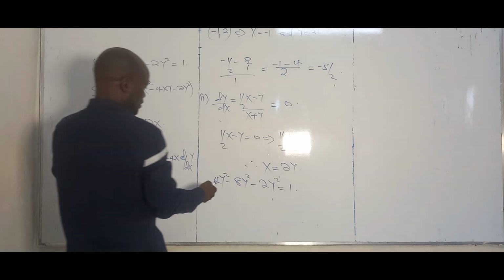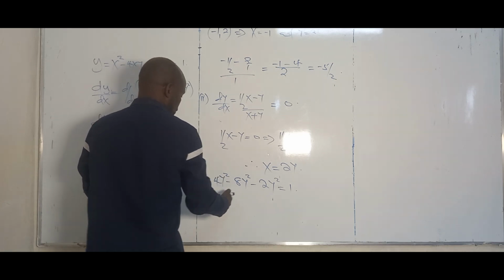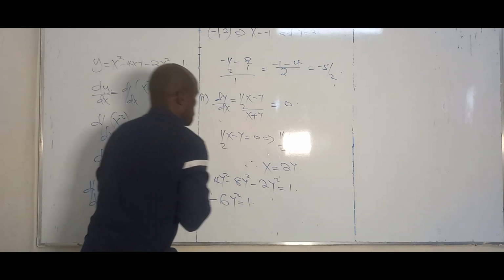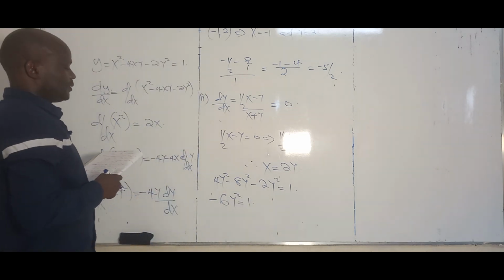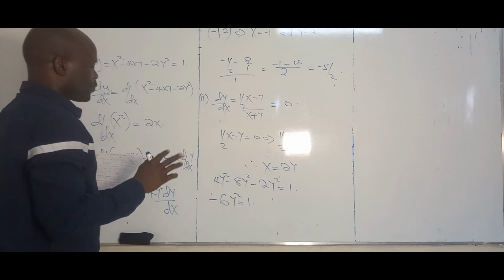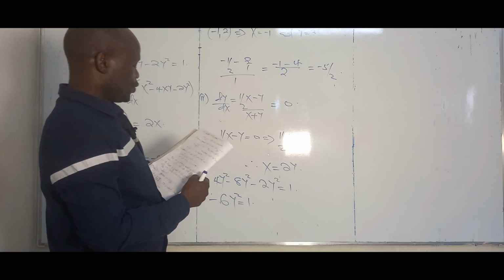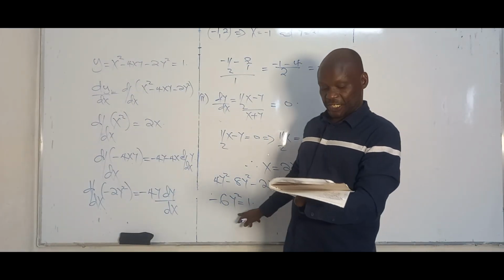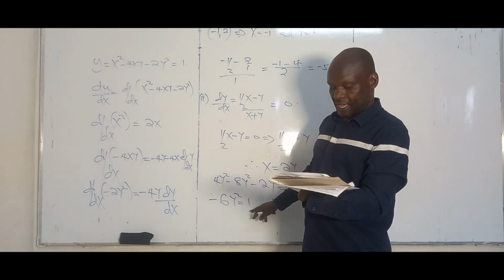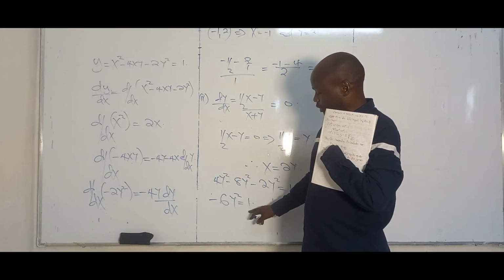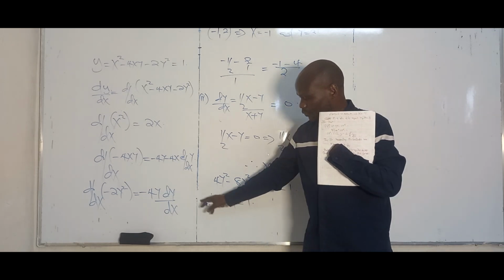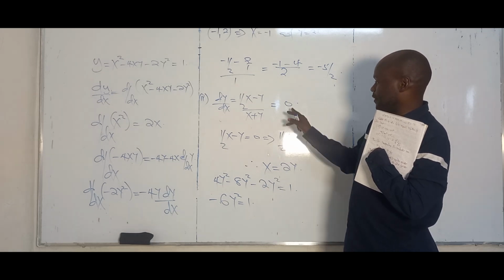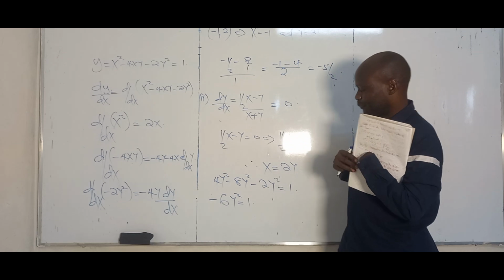If you work this out, this gives you minus 4 minus 2, so we have minus 6y squared is equal to 1. And we are talking about y squared is equal to negative 1 over 6. So what we say up to that point is that there are no stationary points on the curve, since this has no real solutions. That is why we conclude that there is no stationary point.